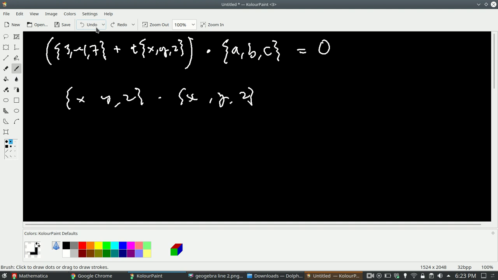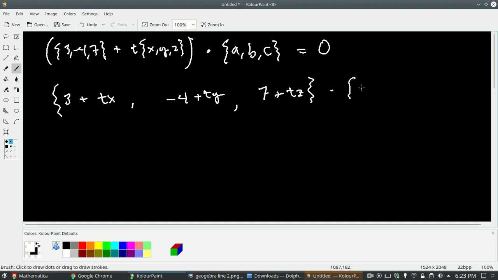Let's do that then. So the x coordinate of this vector is going to be 3 plus tx. The y coordinate of this vector is going to be negative 4 plus ty. And the z coordinate of this whole vector is going to be 7 plus tz, right? So this is a vector.